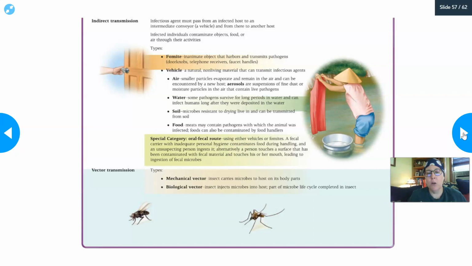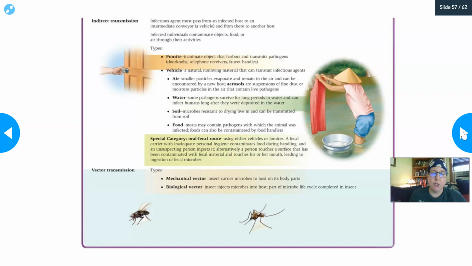And again, the oral-fecal route can use either vehicles or fomites, a fecal carrier with inadequate personal hygiene. Remember the whole hepatitis A thing in this area? There you go. People not washing their hands contaminate your food. You eat your food, you get hepatitis A. There you go.